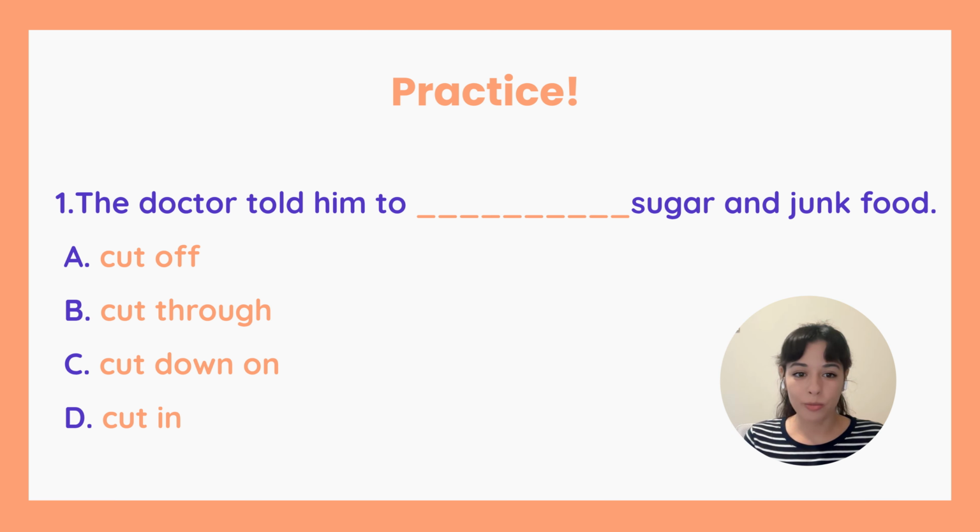All right, I hope you're ready for some practice. So, for this activity, you need to complete the sentence with the correct phrasal verb using the verb cut. So, as I read the sentence, start thinking about which answer could be the correct answer. The first sentence says, the doctor told him to blank sugar and junk food. Okay, let's start the timer.